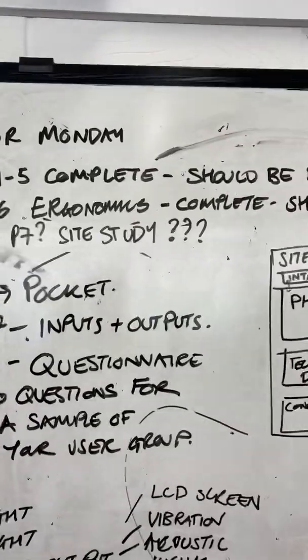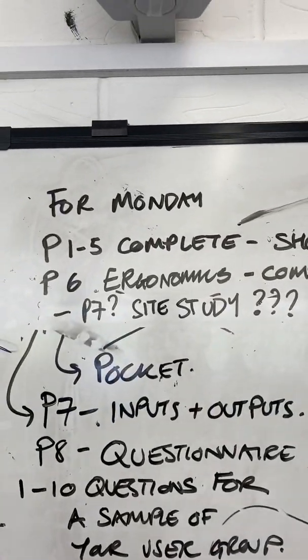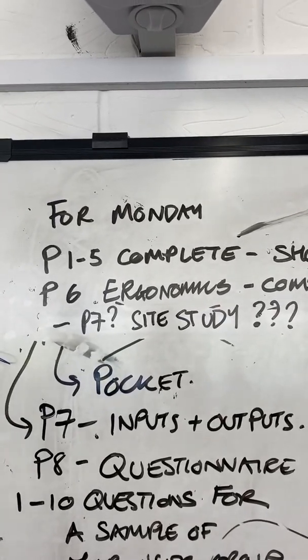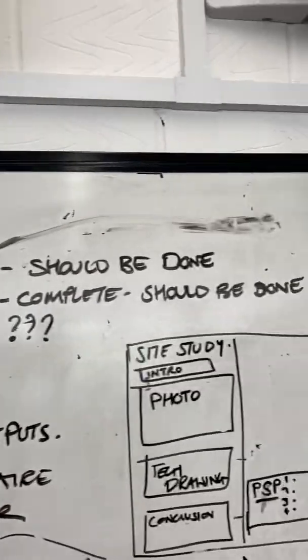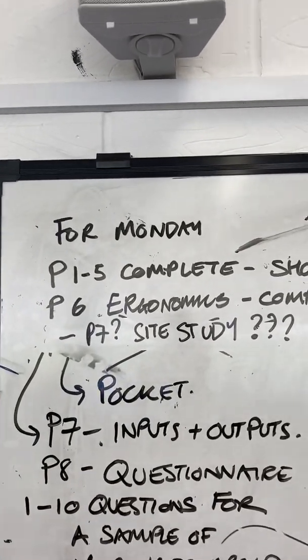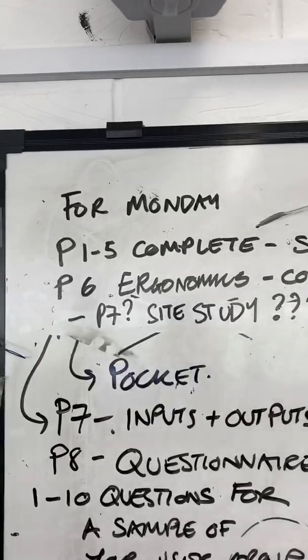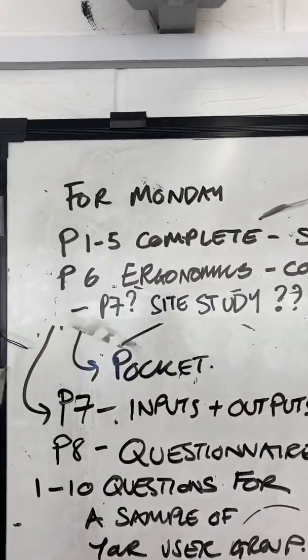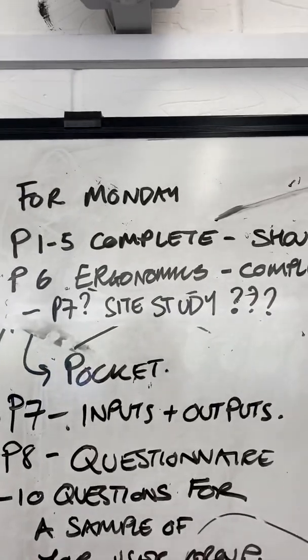Okay then, electronics kids, this is what we're going to be getting ready and completed for Monday. So first up, pages 1 to 5 complete. This should be done. This will take you all the way up to your mood board, which will be annotated by your client. Page 6 is ergonomics. We all need a page or half a page on ergonomics, and we went through that last time.